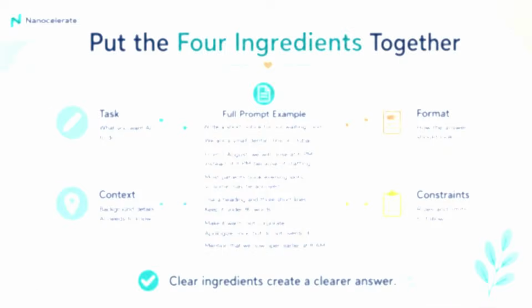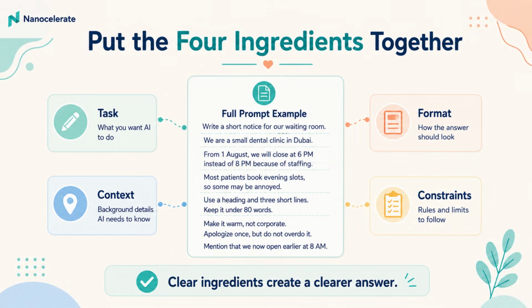Now let us put all 4 ingredients together. Here is the full request. Write a short notice for our waiting room. We are a small dental clinic in Dubai. From 1st August, we will close at 6 p.m. instead of 8 p.m. because of staffing. Most patients book evening slots, so some may be annoyed. Use a heading and 3 short lines, keep it under 80 words, make it warm, not corporate, apologize once, but do not overdo it. Mention that we now open earlier at 8 a.m.